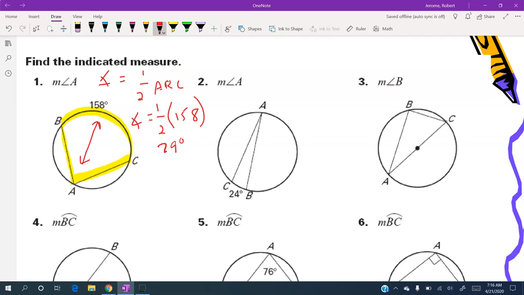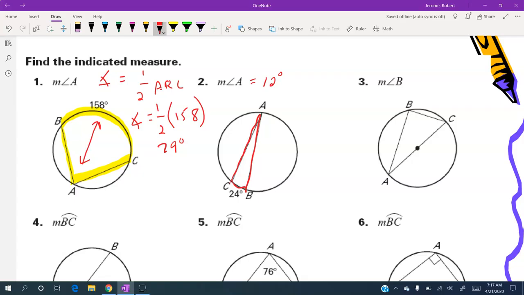We're going to do the same thing with numbers 2 and 3. So I want you to try it. We're going to hit pause, try it, and come right back. Okay, we are back. So you've had a chance to try numbers 2 and 3, and let's see what we came up with. We're looking for angle A. We're going to use its intercepted arc, and angle A equals 12 degrees.